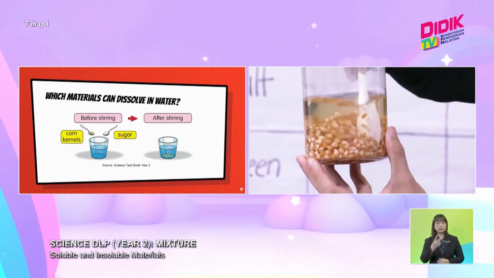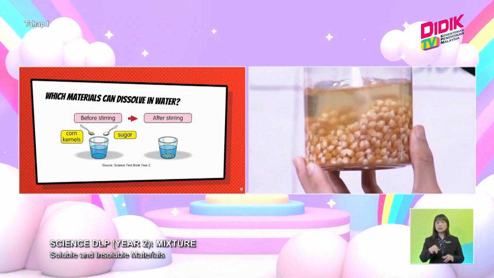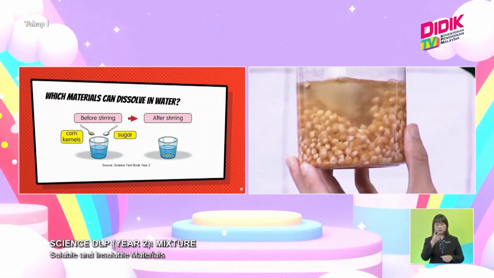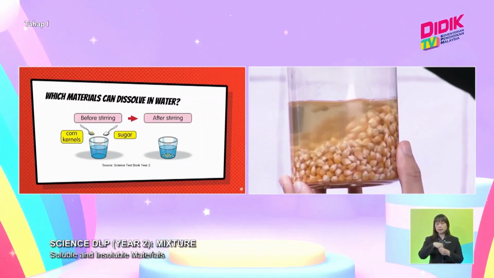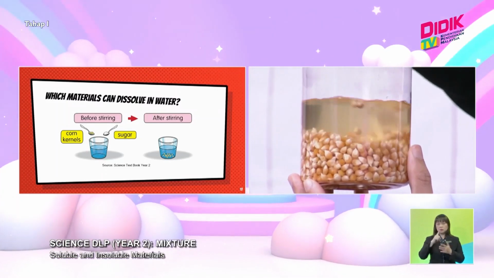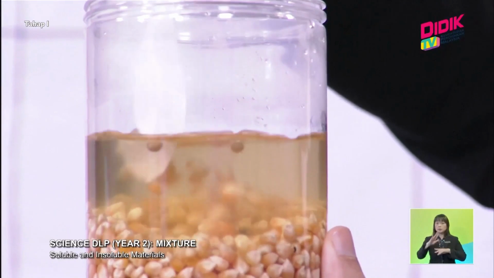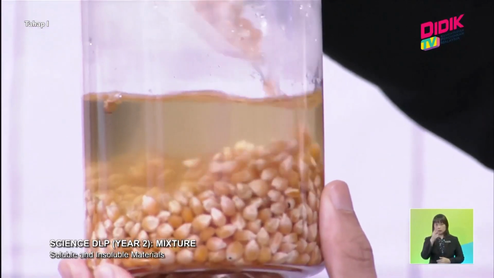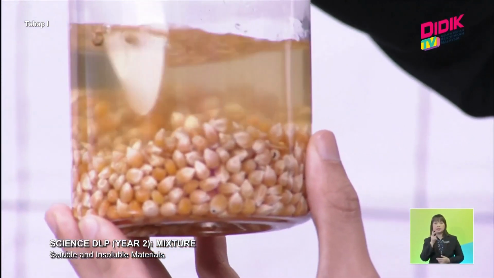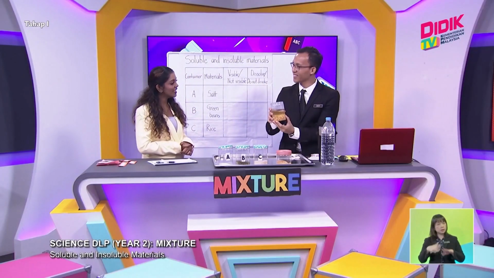Do you still see the sugar inside? Looks like it has dissolved. I can't see any sugar, the small particles inside. It's not visible anymore, correct? So people at home, are you seeing what I'm seeing? If you are not seeing the sugar there anymore, that means it has dissolved. Correct, Mr. Q? Yes, correct. Is it interesting? Yes, pretty much.